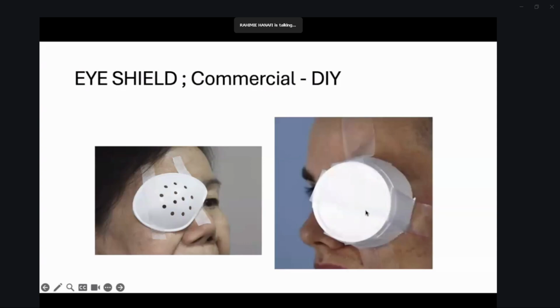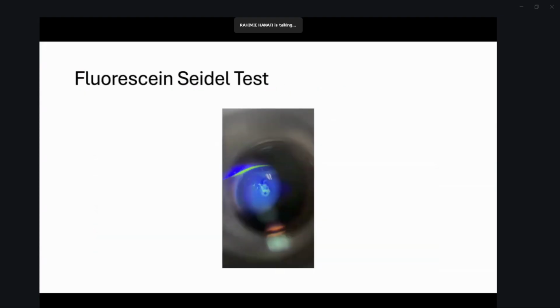You can just use either a paper cup, right? Or even a saline bottle, you can just cut and put it like that. So why do we want to do it like this? First is protection to the eye, from further dirty conditions. The other thing is that we're not pressing the eye.